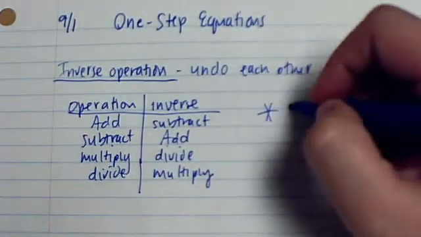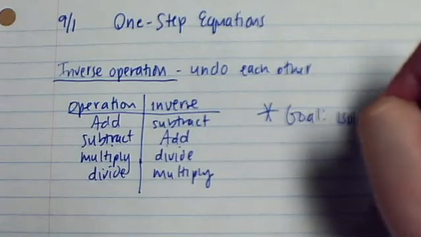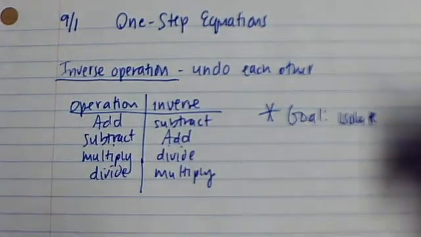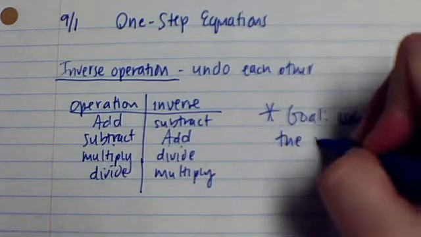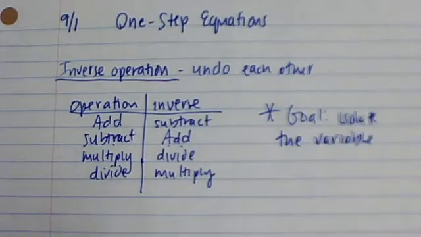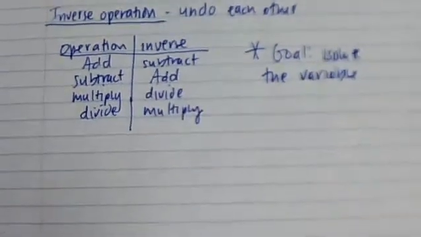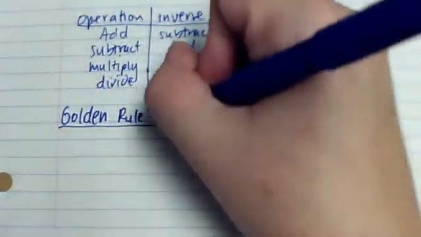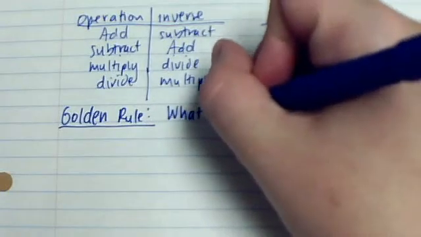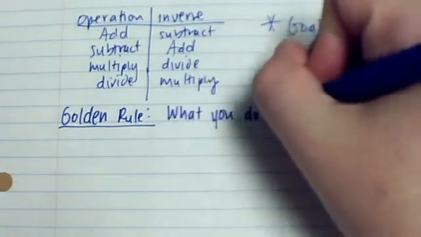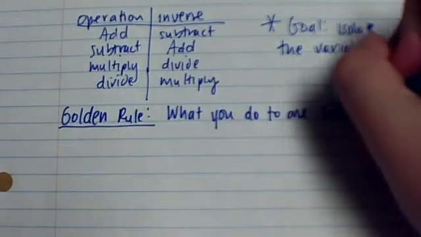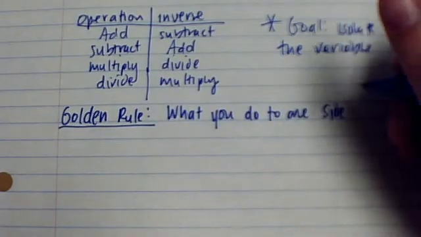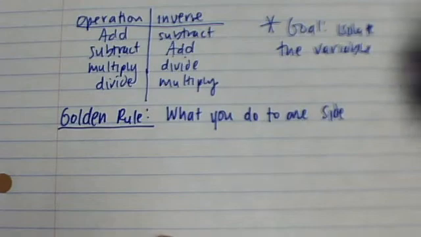Okay, your whole goal for this is to isolate the variable. Okay, the word isolate means to get that variable, get that letter by itself. Okay, you want it just to be x equals, y equals, whatever letter they're using, get that by itself. Okay, there's also a golden rule in this. The golden rule is what you do to one side of the equation, you have to do to the other. So like the golden rule in life, treat others like you want to be treated.